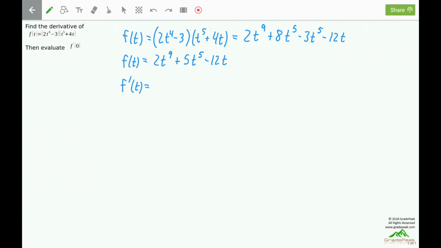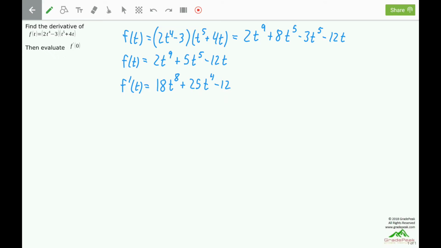F prime of t equals, the first term is a power rule. Bring the 9 down, multiply it with the 2, 18 t to the 9 minus 1, which is 8. The next term, also a power rule. Bring the 5 down times the 5, 25 t to the 5 minus 1, which is 4. And then the third term is a constant times t, a negative 12 times t. The derivative is just a constant, negative 12. So there's our f prime of t.